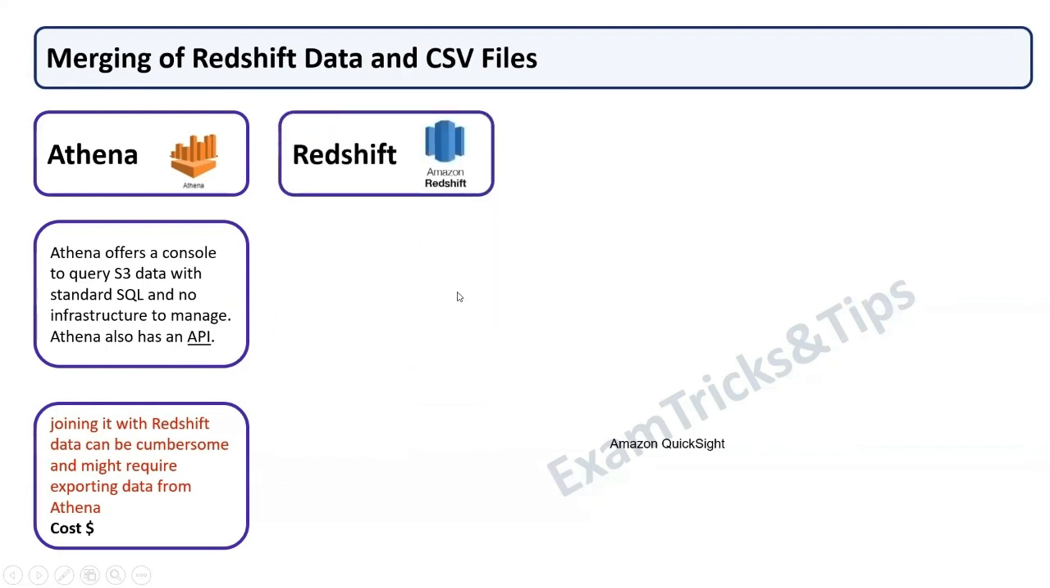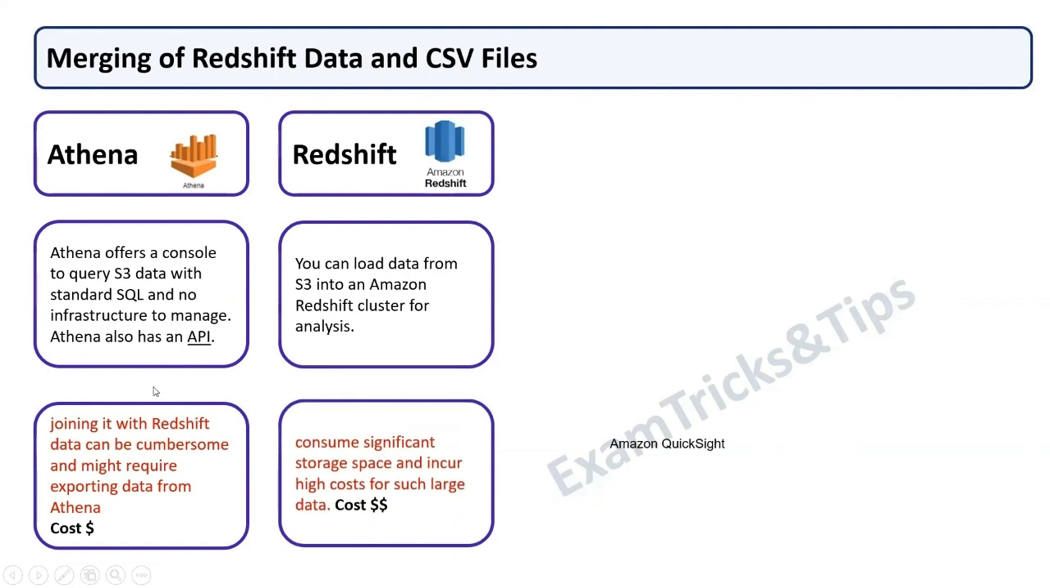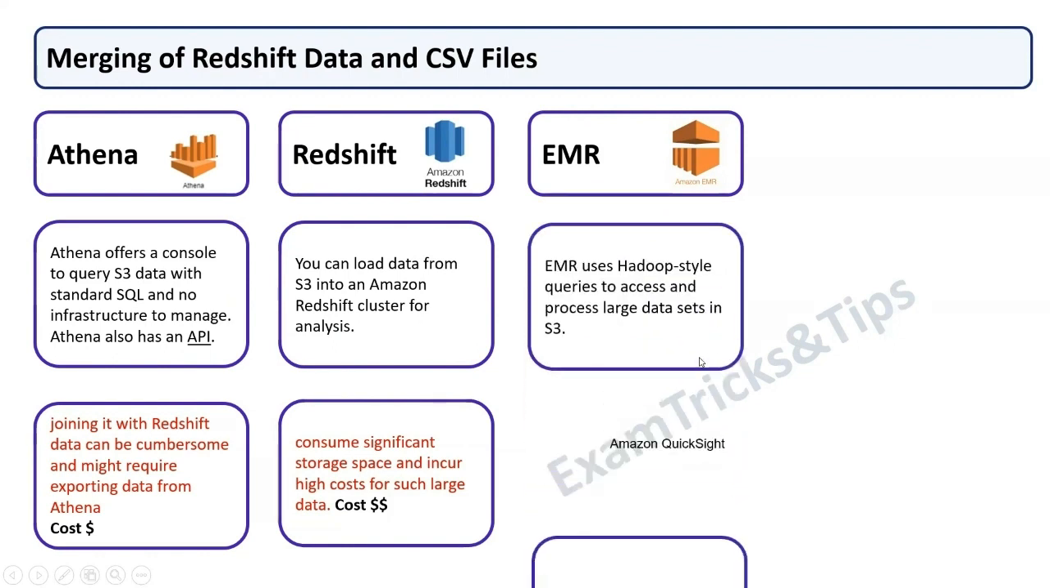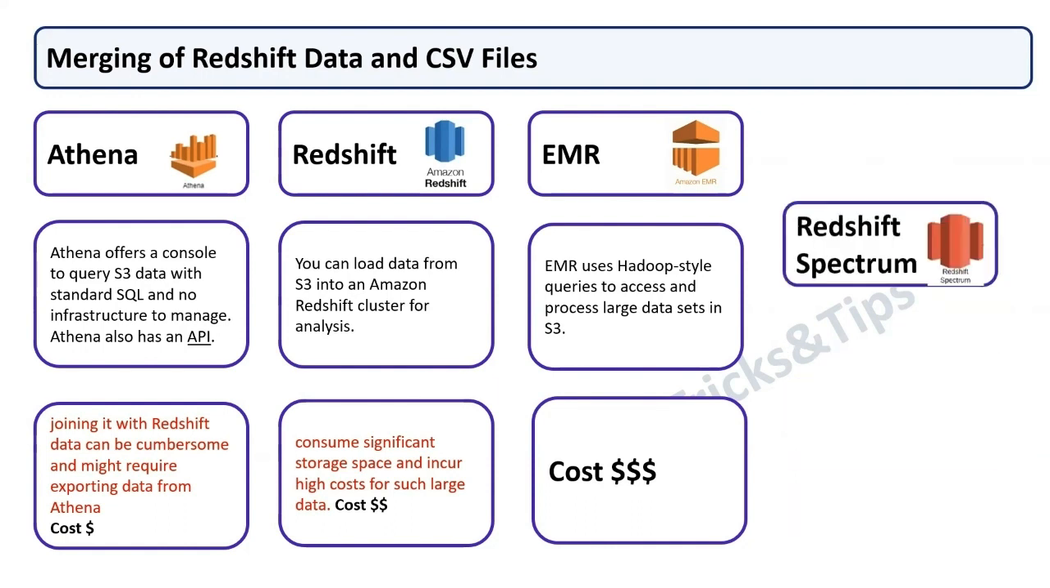The second option we saw was Redshift. Redshift is good. You can load data from S3 into the Redshift cluster and do the analysis. However, as you can see here, significant storage space is needed. You need to do the loading, and it's a costlier option. Redshift itself is a costlier option. On top of that, we are now adding more data to it, and that loading process is also going to involve some cost. Another option, EMR, is the costliest option. It uses Hadoop style queries to access and process large data sets in S3. I would never go for EMR for any of the AWS exam questions because it's always one of the costliest options available.